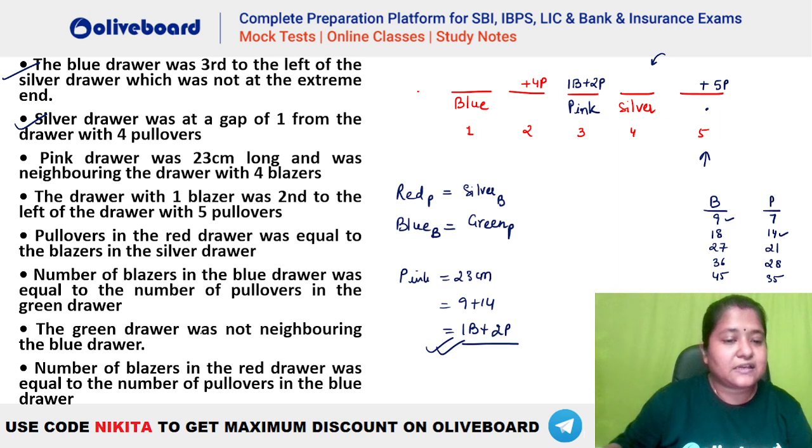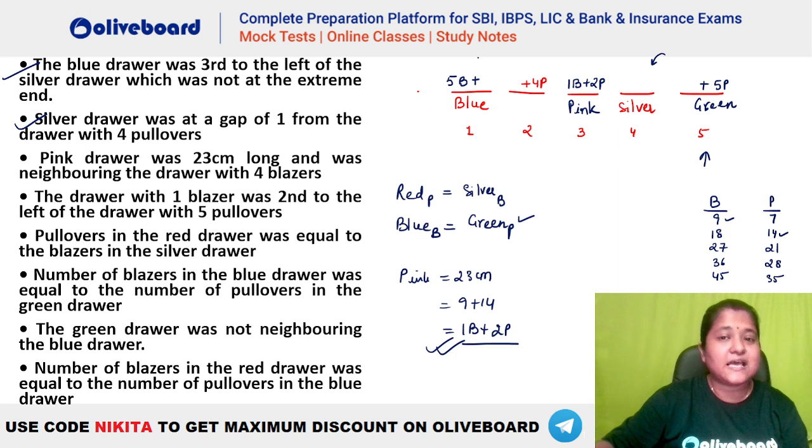Let's see. The green was not neighboring blue. So green is not neighboring blue. That means green should be here. And now we know the green pullovers, how many pullovers are there in green? We have five pullovers in here. That means blue should have five blazers. So you can see blue will have five blazers in here. So this will be 5B plus. We do not know the number of pullovers, but the number of blazers has to be 5 in blue.